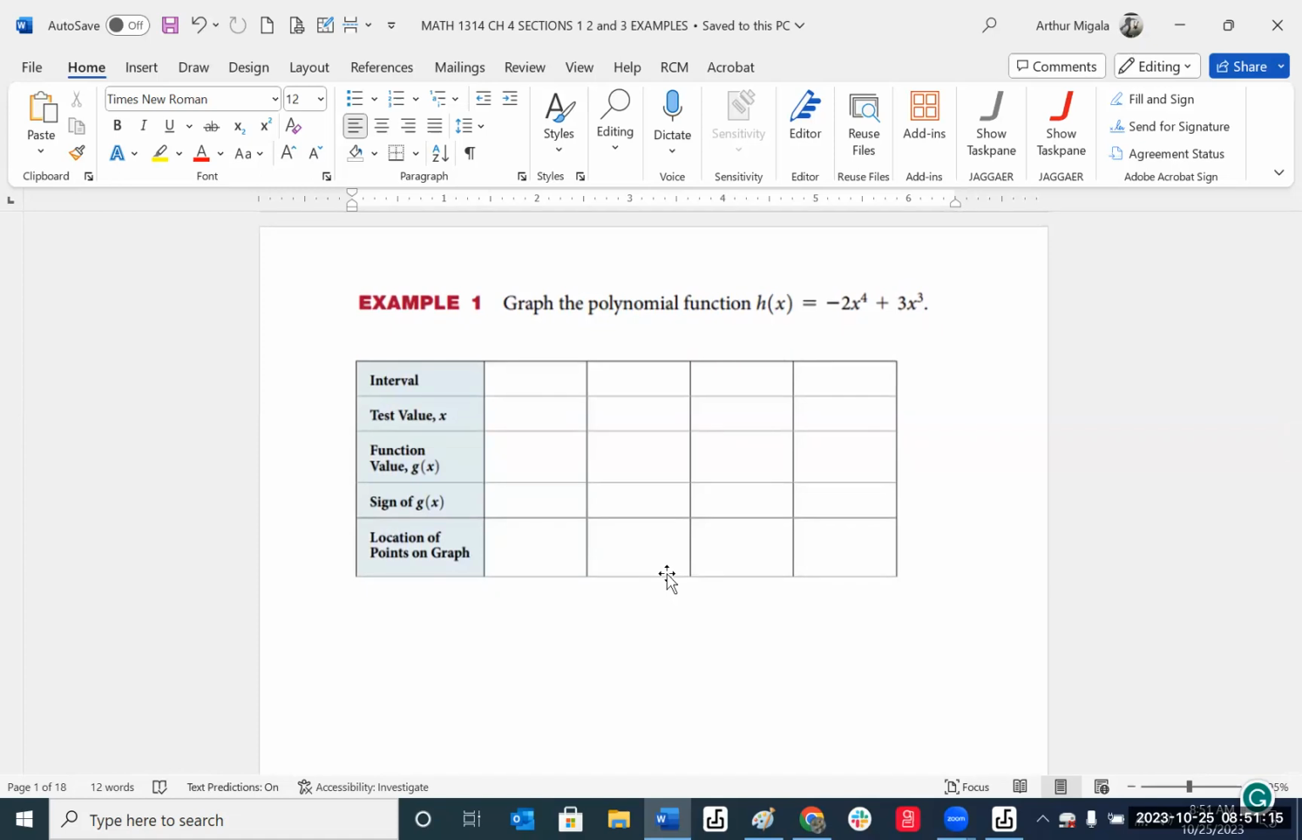So section 4.2 is graphing polynomial functions. So let's look at this first example. We'll learn this by doing an example. -2x to the 4th plus 3x cubed. This box I put here is pretty much everything you need to draw your graph.